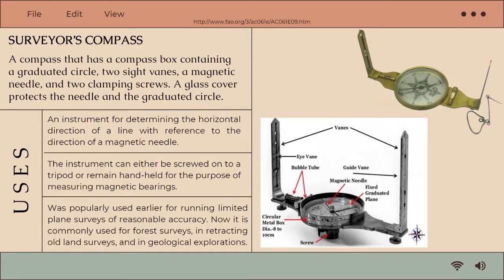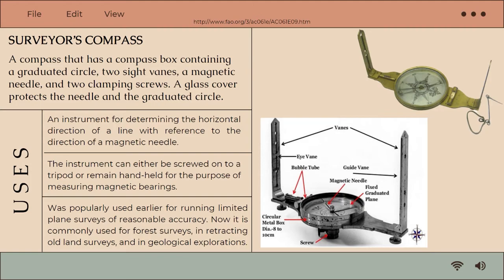Next, we have the surveyor's compass. It is a compass that has a compass box containing a graduated circle, two sight vanes, a magnetic needle, and two clamping screws. A glass cover protects the needle and the graduated circle. It is an instrument for determining the horizontal direction of a line with reference to the direction of a magnetic needle. The instrument can either be screwed onto a tripod or remain handheld for the purpose of measuring magnetic bearings.